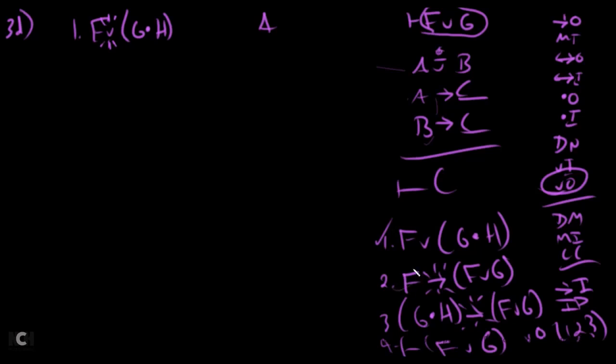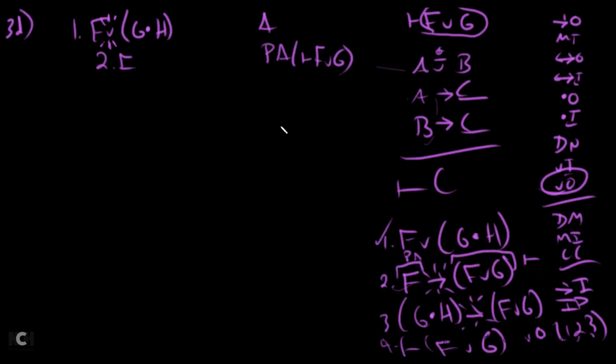Okay, so let's start with this arrow. Let's see if I can build this arrow. So line 2, I'm going to say F as a provisional assumption, and I'm going to go after F wedge G, which is the right side. So I'm going to provisionally assume this, and I'm going to try and get this.